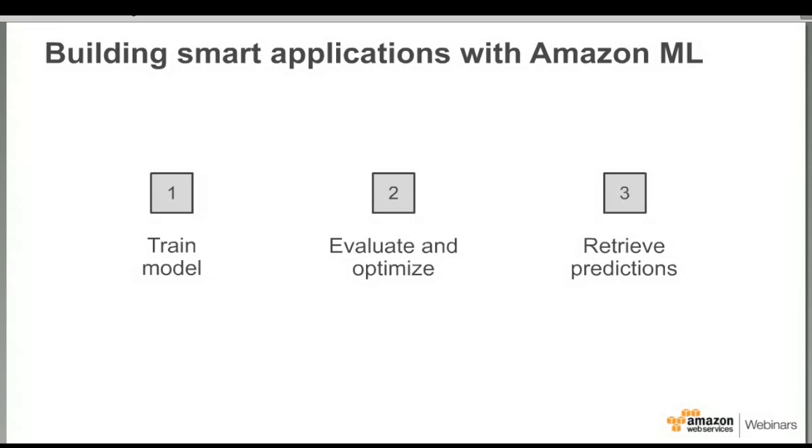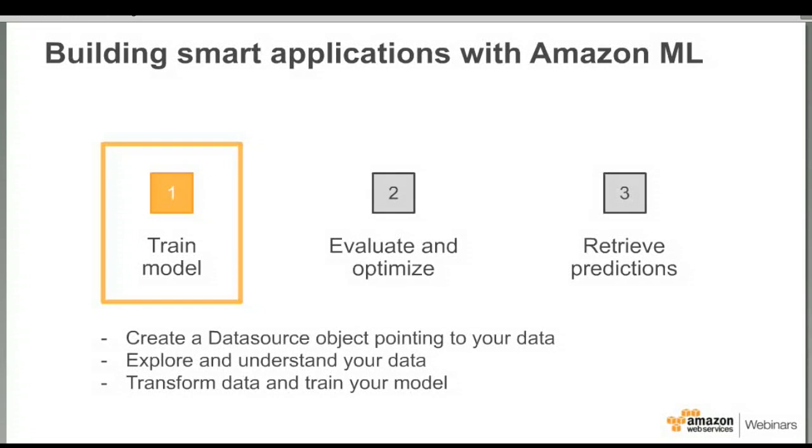So let's start with the model training step. And there are a few steps within that. We start off in Amazon Machine Learning by creating a data source object pointing to your data. A data source is an object within the system that contains all the metadata, and where the data is found, and what its format is, and so on. It also contains summary statistics on the data that enables you to explore it and to find data problems, and I'll show you what that looks like in just a second.